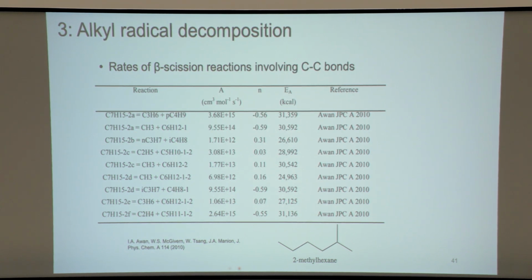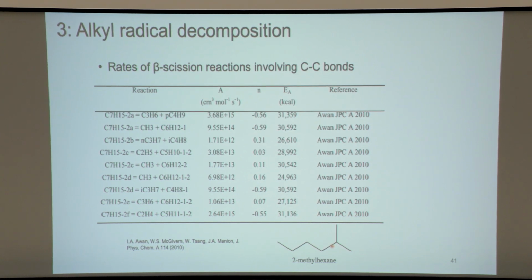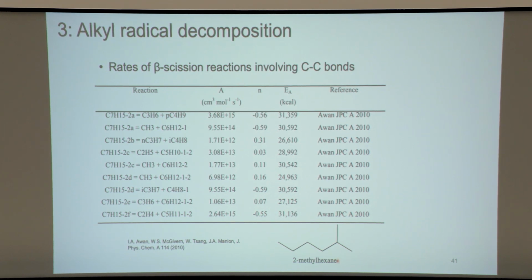This was a paper, again, from Wing Sang's group at NIST. They did a measurement of all the radical decompositions for 2-methylhexane. Yeah, it looks something like 4-methylheptane, which we are studying for our exercise. So we could use the rules of all the different scission reactions from this molecule and apply the same kinds of things for the 4-methylheptane.